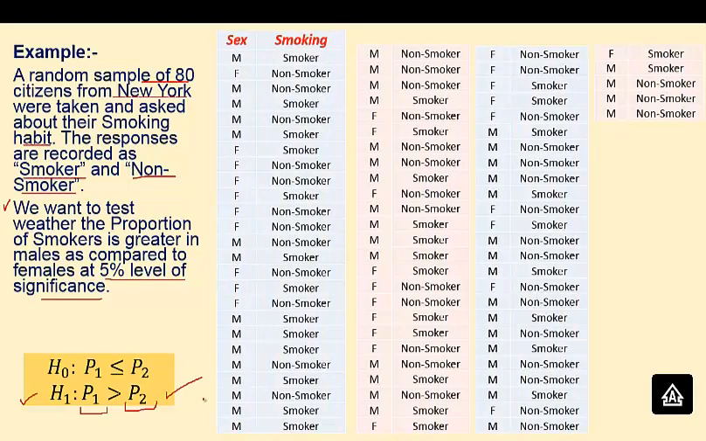And here we go, the data. Now this is the raw data. Look, there are two variables, right? The first one is sex, the second one is smoking. We will just enter it in Minitab and see how we can perform the two sample proportion test, right? Two samples, and there are more values for that. So a total of 80 cases, right? Total of 80 citizens. So let us just go to Minitab.